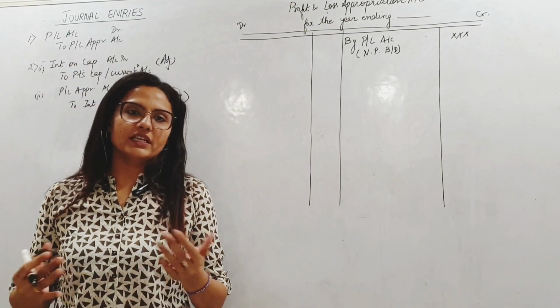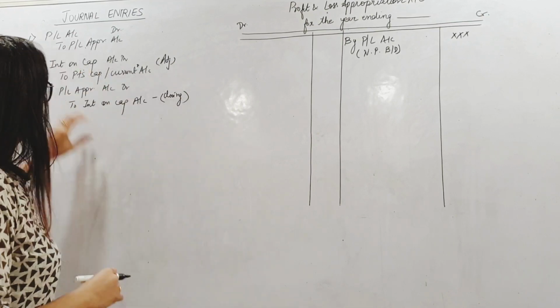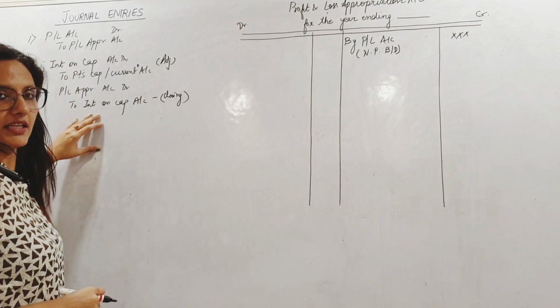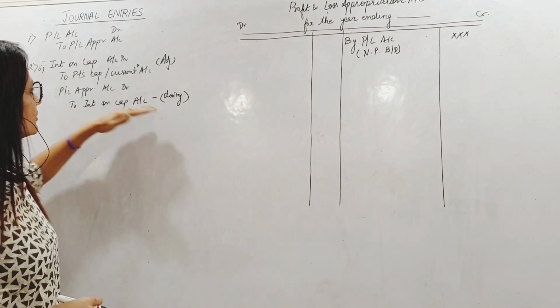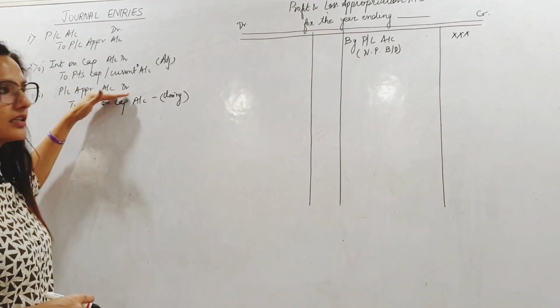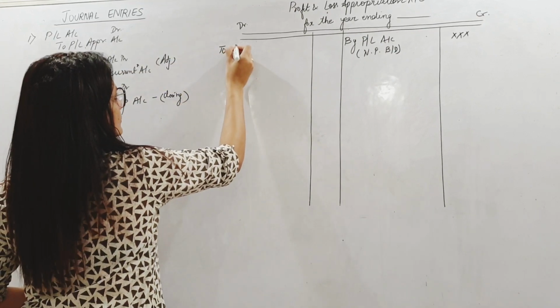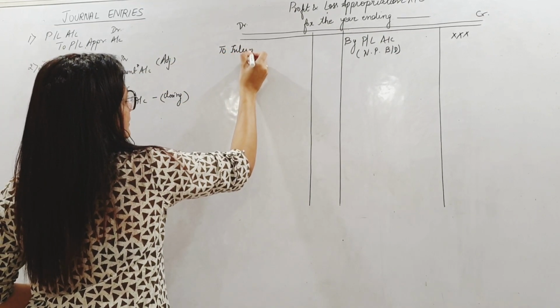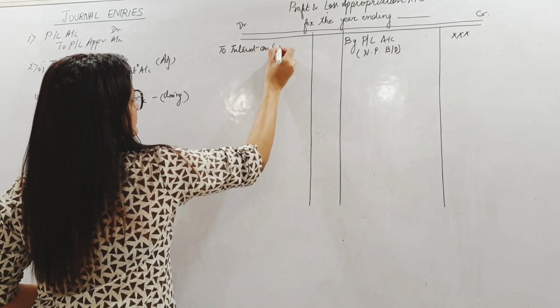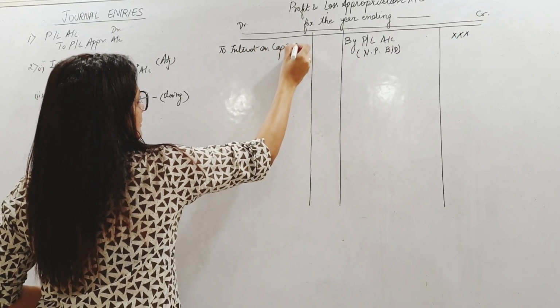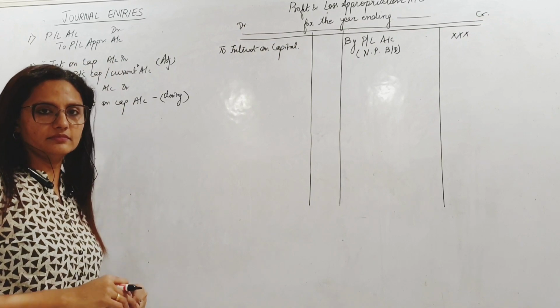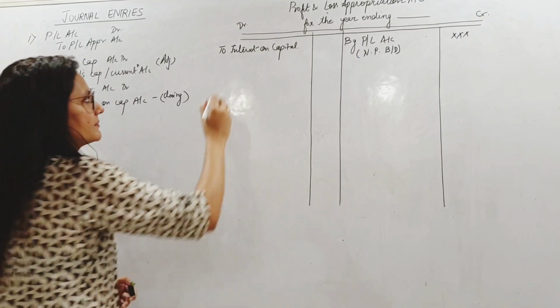For all other appropriations, it remains the same. Adjusting entry, closing entry. Closing entry, we have transferred this amount to PL appropriation account, debit side, so it should appear here. We will write here to interest on capital. I suppose we have two partners.